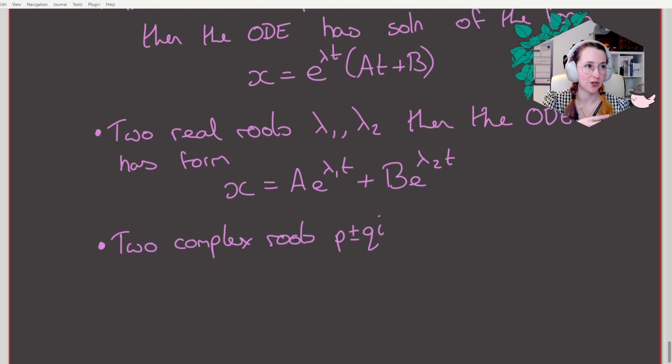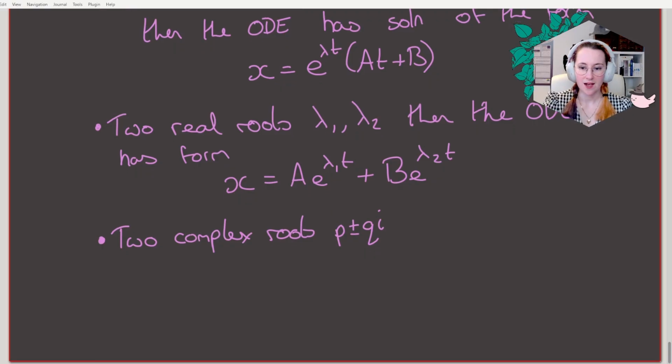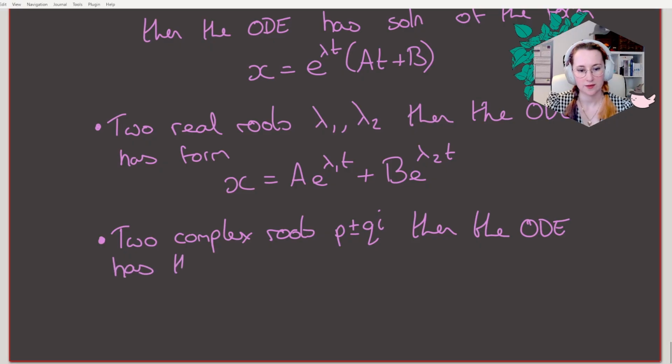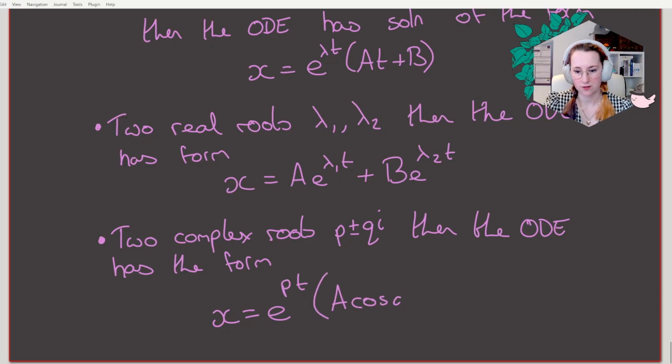I really recommend going and looking at core modules, or in a few weeks when we start doing it on stream, we'll do this in more detail. Then the ODE has the form, so here x is e to the pt, A cos qt plus B sine qt.